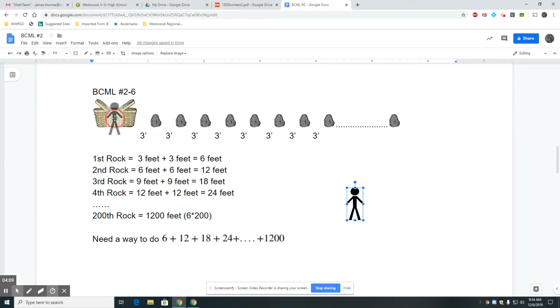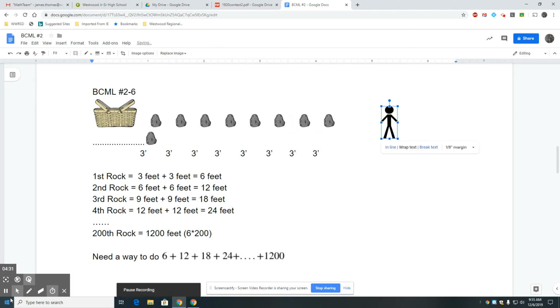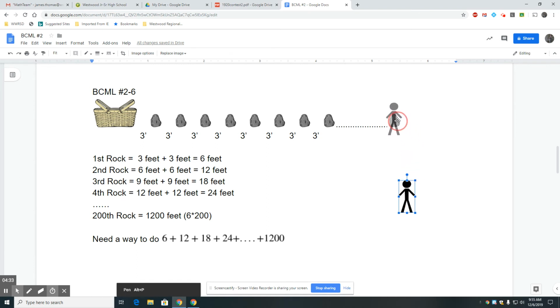And if you look at it and break this down, there is a pattern. The first rock, you walk 3 feet, and then you walk an additional 3 feet. So that's 6 feet. For the second rock, you're going to walk 3 and 3, which is 6, and you're going to walk 6 back, which is 12. The third rock, you're going to walk out 9 and then back 9. And then that 200th rock, we're going to walk all the way out and back.